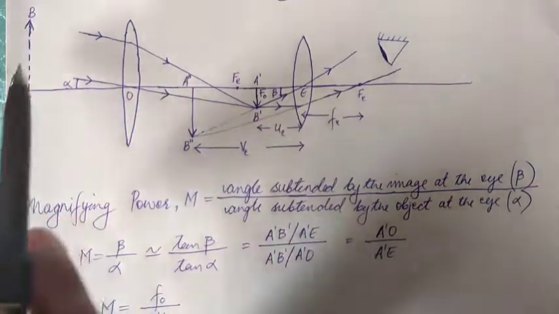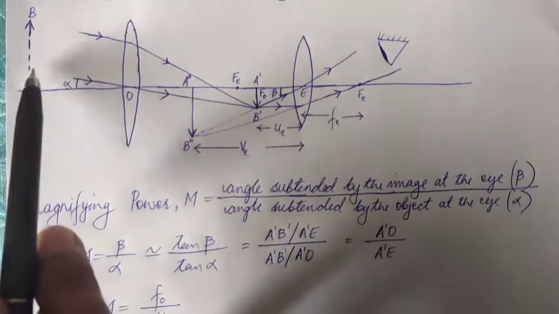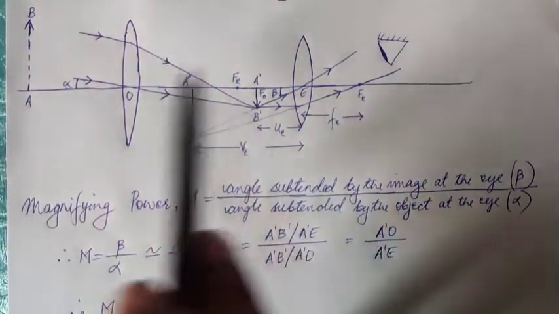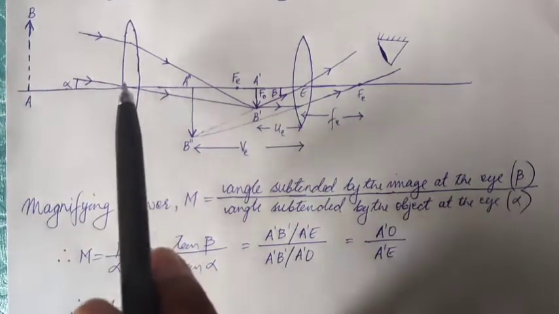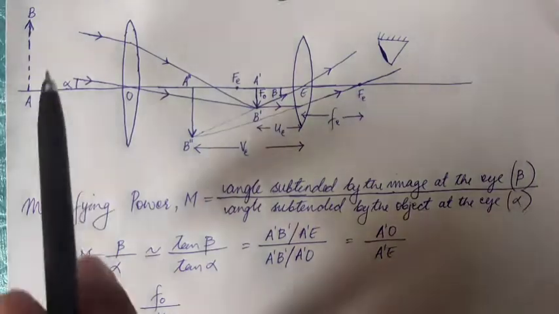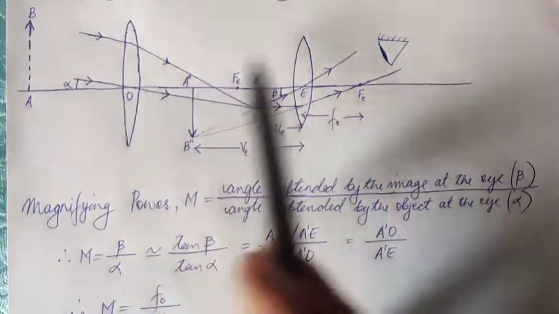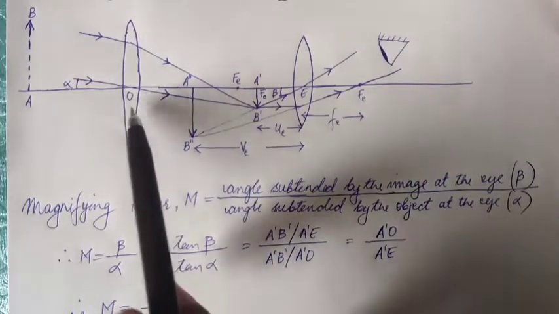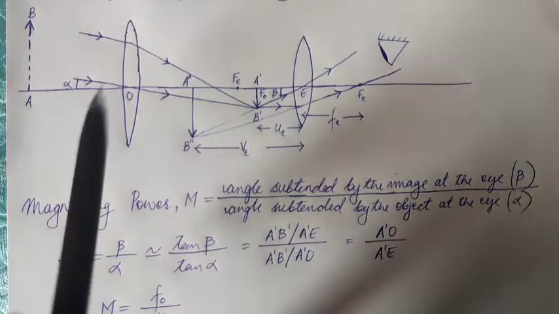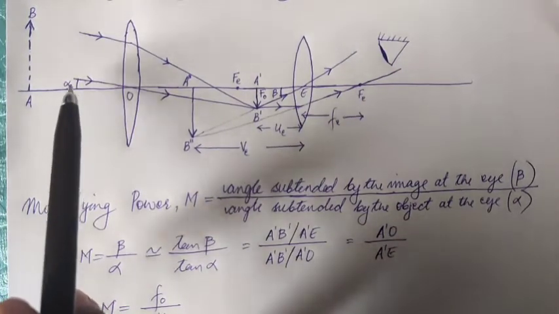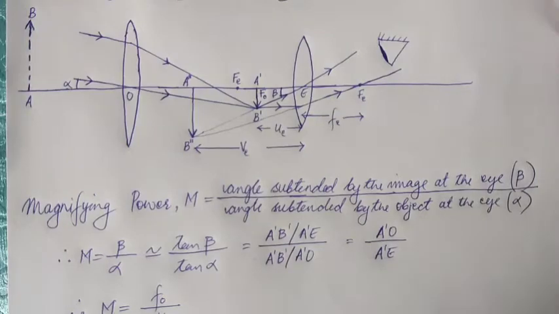The object AB is at infinity, so we have parallel rays of light coming. The angle subtended by the object at the eye is alpha. Actually alpha is the angle subtended at the objective, but the distance between the eye and the objective is negligible compared to the distance between the telescope and our object AB. Therefore we consider alpha to be the angle subtended by the object at the eye itself.